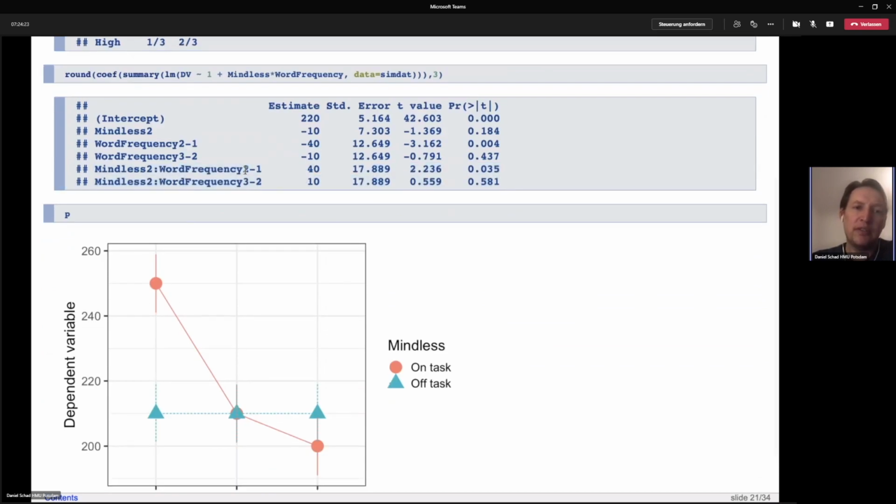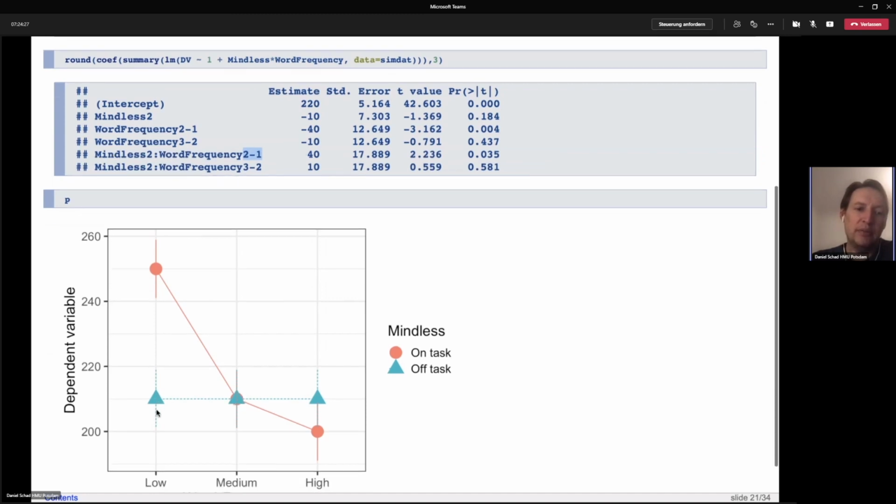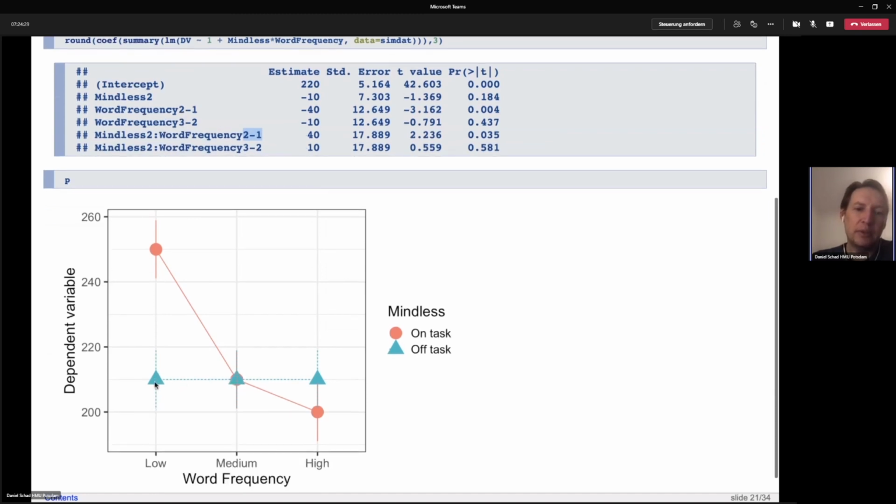First, let's look at this effect 2 minus 1. So the effect of 2 minus 1 is medium versus low, and it's 0. The difference is 0 off task, and the difference is 40 on task. So the difference between 0 and 40 itself is 40. So this gives us the 40 here, and this is a significant interaction. We can see this line is steeper than this line.